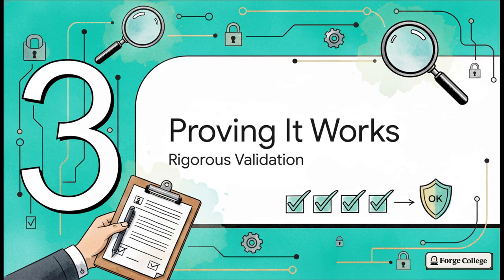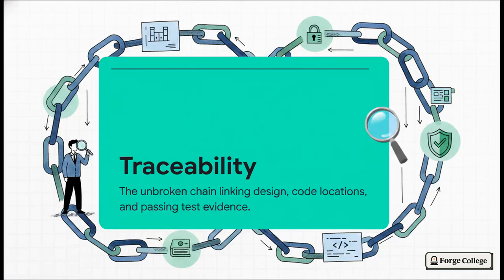Let's grab our inspector's clipboard. Now, what's really interesting about this is that the absolute secret to rigorous validation is traceability. If you've explored other learning paths with us at Forge College, you'll know we talk about this a lot. Traceability is the unbroken chain linking your original design artifacts to specific code locations, straight through to passing test evidence.